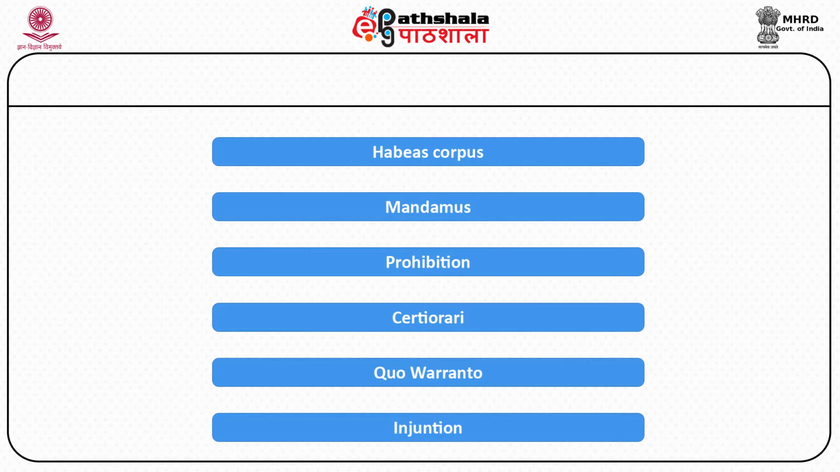Now, starting with habeas corpus, it literally means have the body. By issuing this writ, the court orders the person or authority who has detained another person to bring him before the court, so that the court may decide on the validity and the justification of such detention. This is a prompt and effective remedy against all forms of unlawful restraint. The object of this writ is not to punish the detaining authority, rather it is to free the person who has been unlawfully detained.